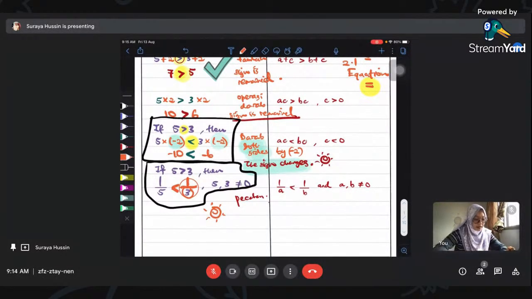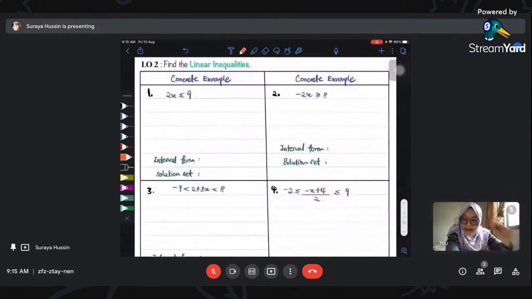Right, now welcome to the main topic in the matriculation syllabus. Our main objective: we must understand what linear inequalities are. I hope you are using my notes there, and let's do it. Now you have 2x is less than or equal to 9. You want to find the value of x.